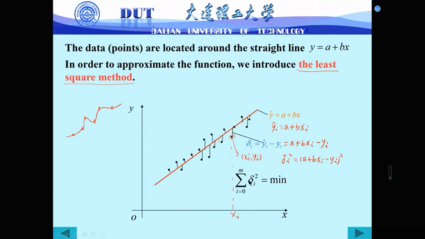Okay, so how to evaluate the error? We use the square, delta i square. And also, another difference between the interpolation method and the least square method.